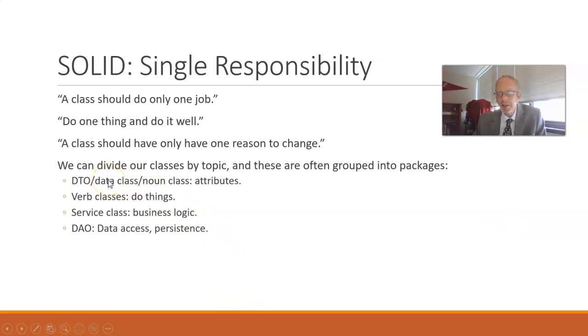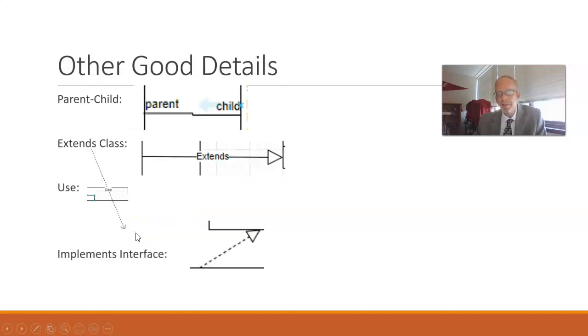One is what we call a DTO, or a data class, or a noun class, and that's a person, place, or thing. That's essentially what our vehicle is. We know a vehicle is a thing. Verb classes do things. That's what our main class is, or our driver class is. It does something. And then service classes are usually where we'll have business logic, and DAO classes is data access and persistence. We'll typically organize these into packages.